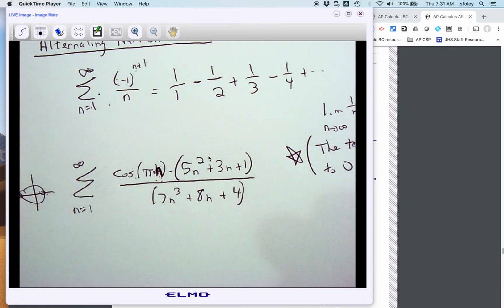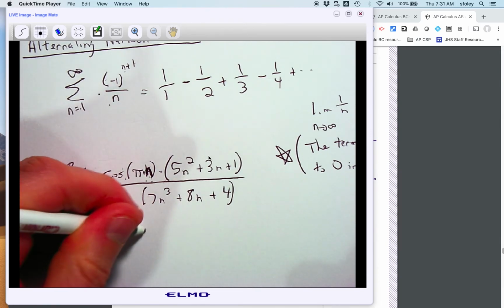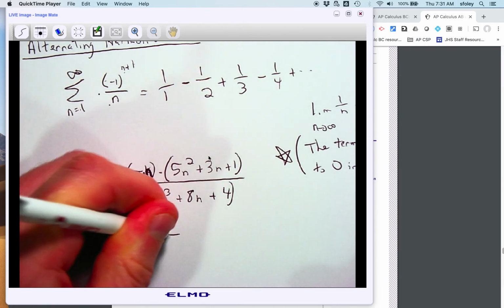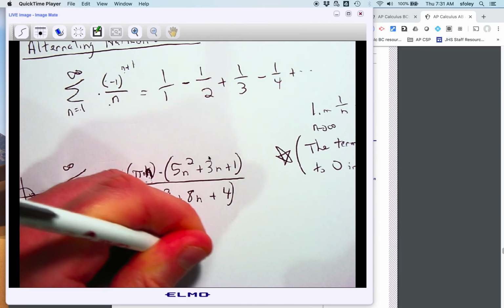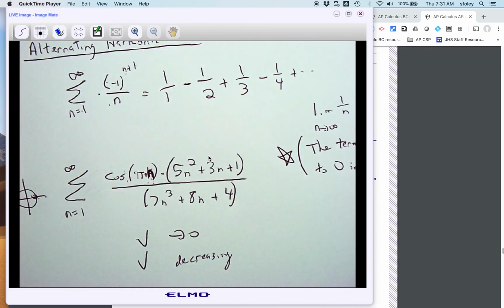So this is an alternating series whose terms are decreasing to 0 in absolute value. And so we've checked the two boxes, right? The terms are approaching 0, the terms are decreasing, and so we can safely say that it's a convergent alternating series. That's all there is to it.